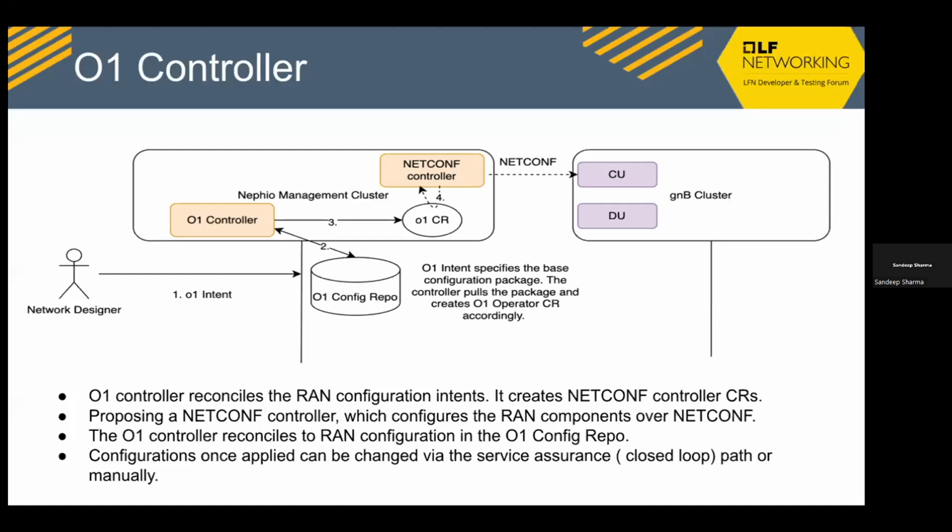The configurations which this controller will reconcile to can either be applied manually, or these CRs that the O1 controller reconciles to can be the result of the service assurance closed loop. That's how I imagine it happening in a real-world scenario.